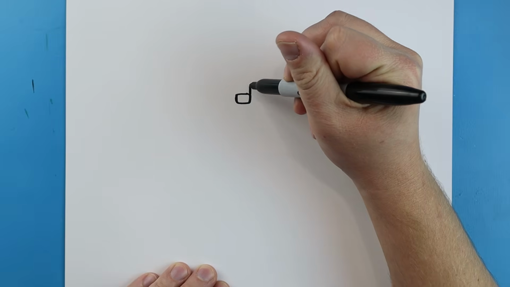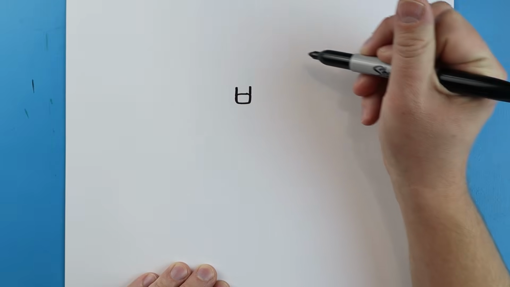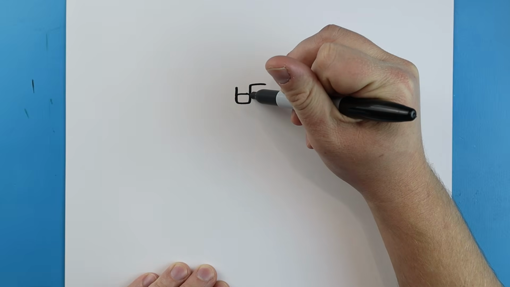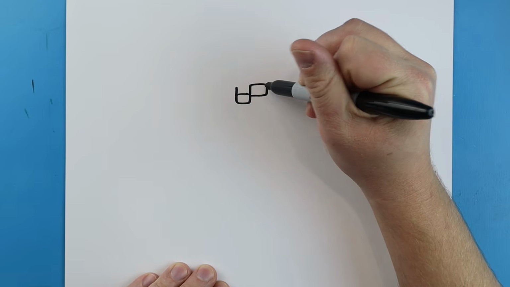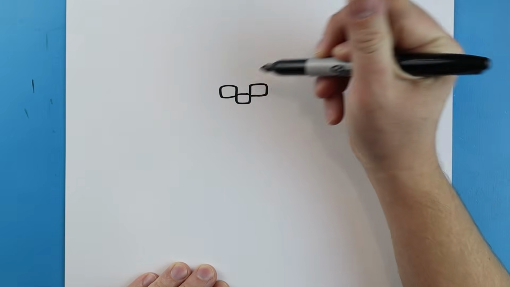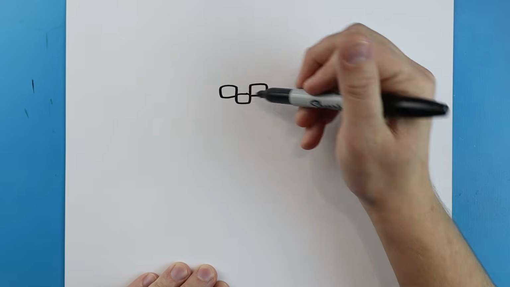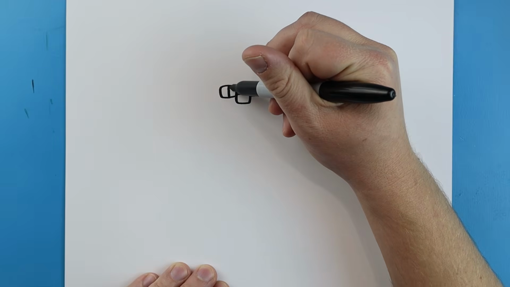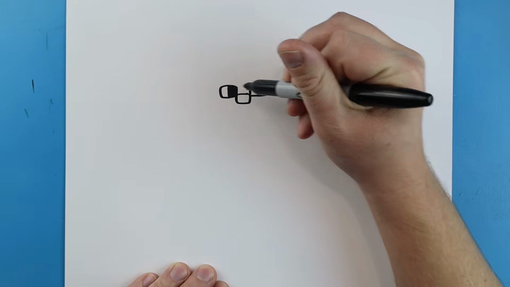Starting here, I'm going to draw a line that comes up on each side. Then I'm going to make a long rectangle shape coming out of each side here for the eyes. Then we're going to make a little line that comes down, and we just want to color this in.